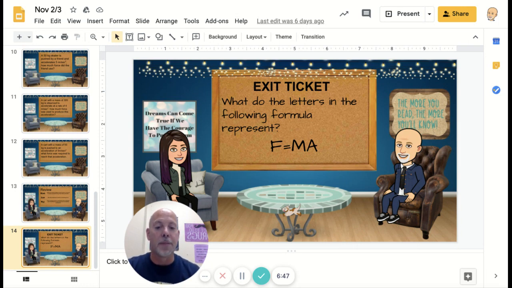What do the letters in the following formula represent? What does the F stand for? What does the M stand for? What does the A stand for?